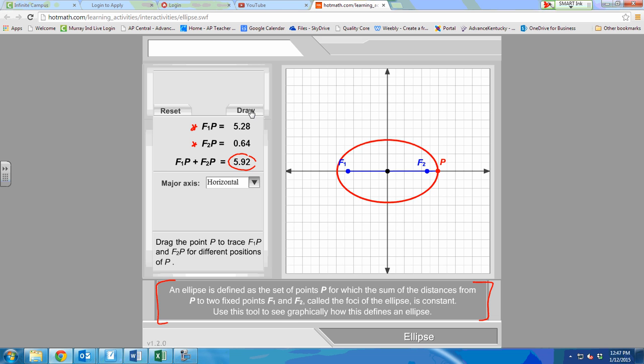I'm reading it again. That's the same exact thing. An ellipse is defined as a set of points P for which the sum of the distances from P to 2 fixed points, called the foci, is constant.